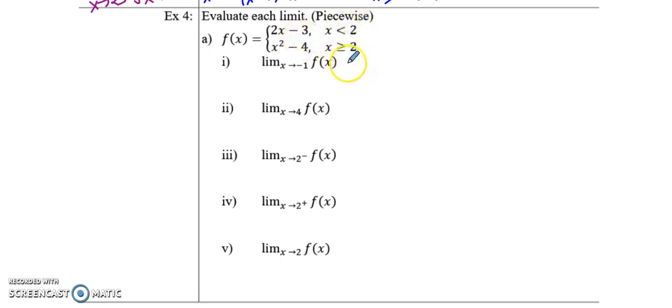Yep, the first one. So we just plug it into direct substitution, 2 times -1 minus 3, and we get -5. No big deal. What about at 4? As x approaches 4, what's the limit of this function? Again, which piece are we looking at? The parabola. So 4 squared minus 4, 12. No big deal kind of thing, right? Okay, what about this one?